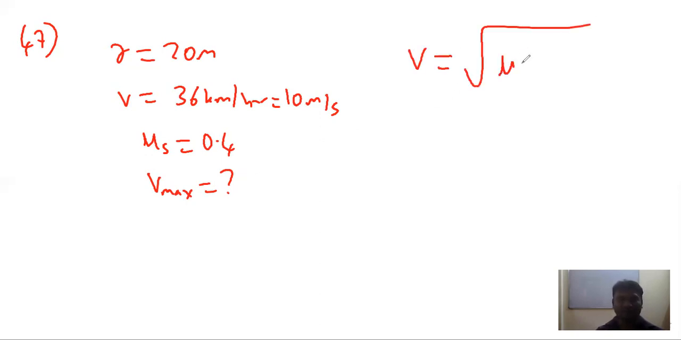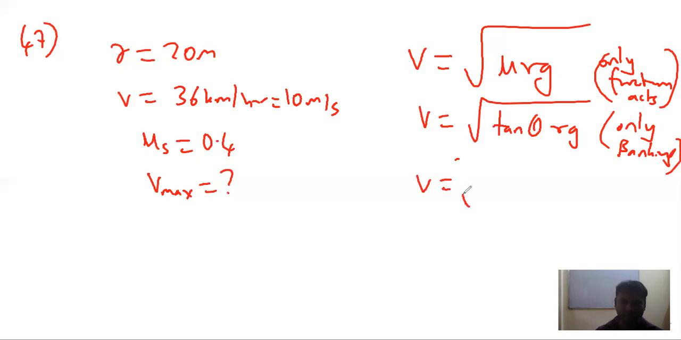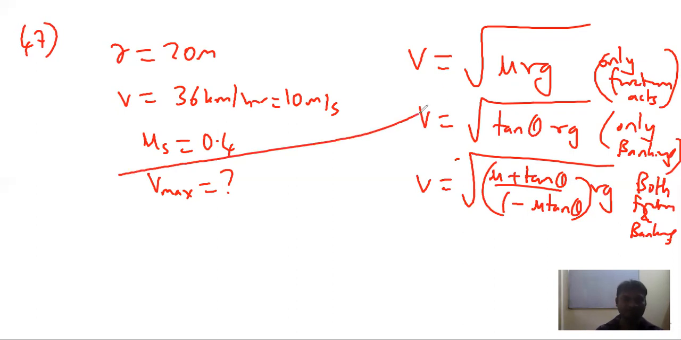So one is v is root of mu rg. This will be the velocity if only friction acts. V is equal to root of tan theta rg, if only banking. V is equal to root of mu plus tan theta upon 1 minus mu tan theta into rg, if we consider both friction and banking. So these are the formulas which we have already derived in the theory. So in this case, we want to first use this formula, V is equal to root of tan theta rg.